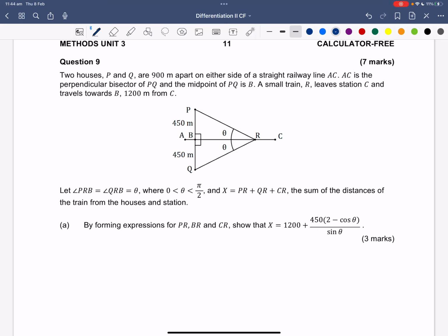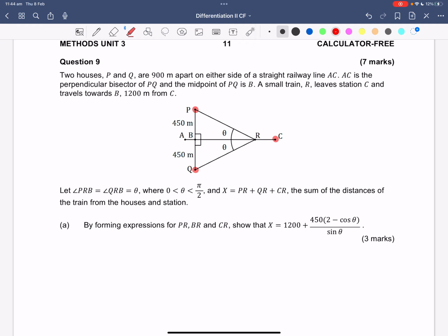Okay, we'll continue with the differentiation assessment mode topic, Calc 3, question 9. There are two houses P and Q that are 900 meters apart, and there's a railway line along AC, and there is a station at C. So we have three different spots: spot P, Q, and R.